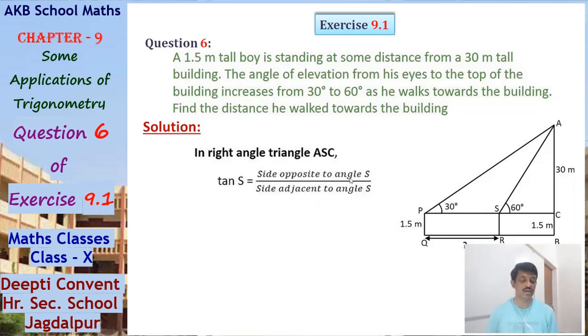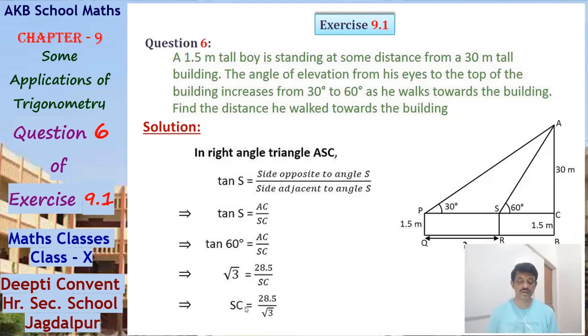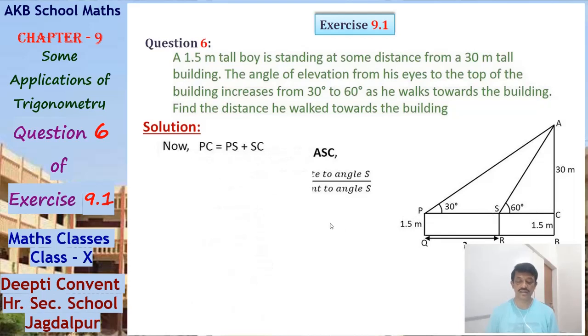Tan S equals the side opposite to angle S over the side adjacent to angle S, that is tan S equals PC by SC. PC equals 28.5 and angle S equals 60, so tan 60 is root 3. So root 3 equals 28.5 by SC, and SC equals 28.5 by root 3. Clear? Now we have to find PS, which equals PC minus SC.